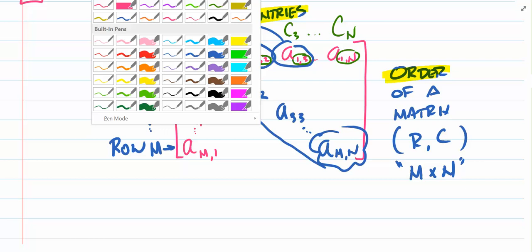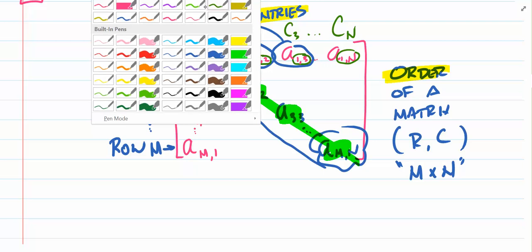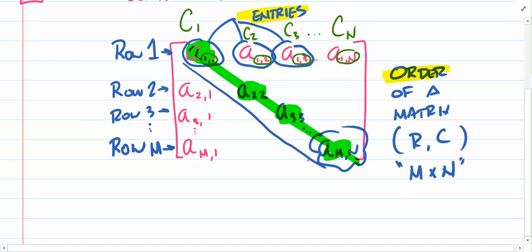All right? Now these entries here, this entry, this entry, all the entries along this side, these have a special name, right? Those entries are called entries along the main diagonal. So this is called the main diagonal. All right? And as long as you have what's known as a square matrix, you'll have that main diagonal on those entries.